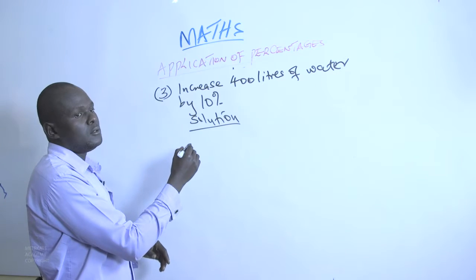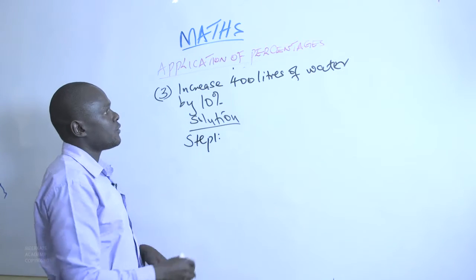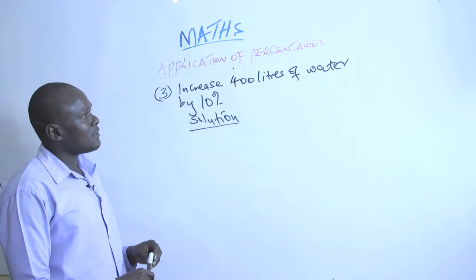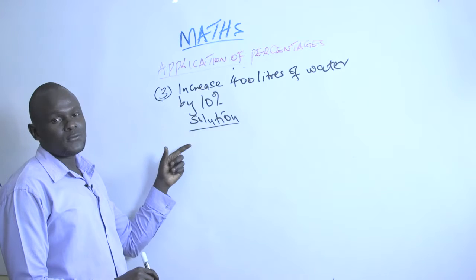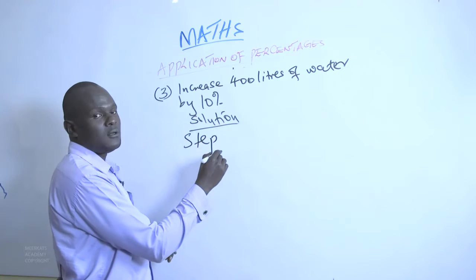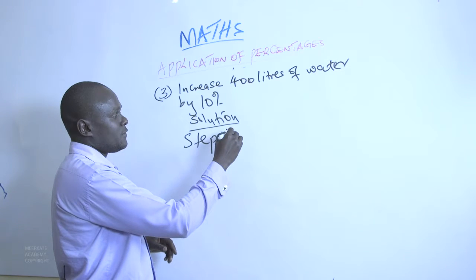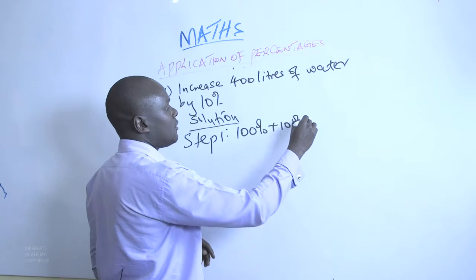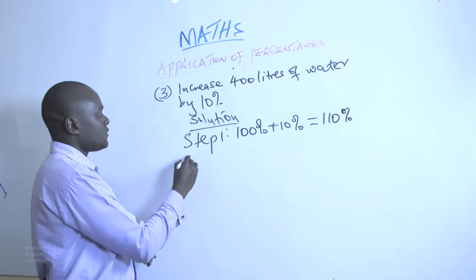If we use our first method, we have our step number 1 where we are required to express this particular percentage as a fraction. To increase 400 liters of water by 10%, our first step is for us to find the sum of the percentages. Remember, we have 3 steps. The first one is to find the sum of 100% plus the 10%. And this will give us 110%.